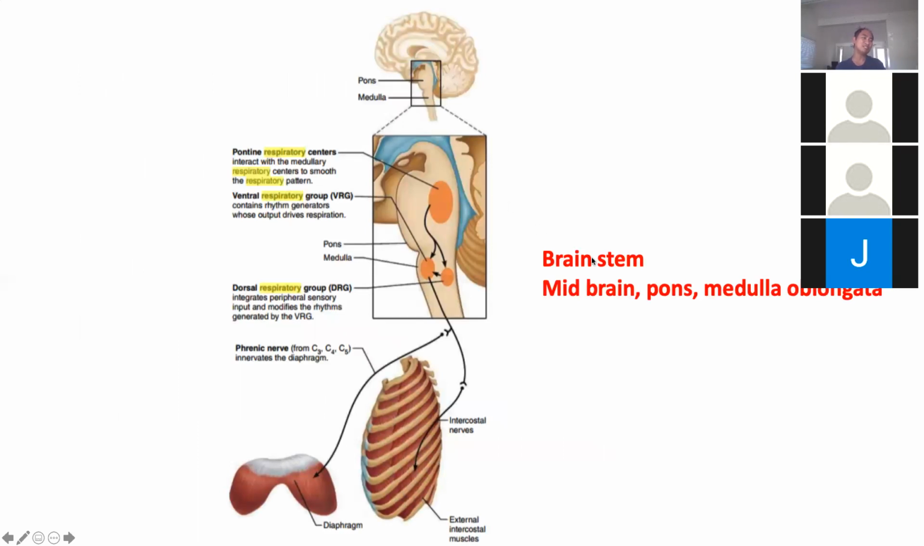The brainstem is made of midbrain, pons, and medulla oblongata. We were talking about VRG, ventral respiratory group, which is located in the medulla. Where is medulla? Medulla here. This is the ventral respiratory group. They send the impulses to the intercostal nerve and to the phrenic nerve for the respiration. Of course, those nuclei from the pons region will also come and influence the medulla to make the respiration smooth.